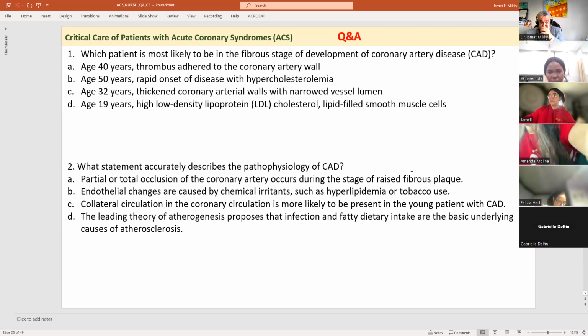All right, so let's start with the first question. And please take turns. I'm not going to call names. Whoever is ready just starts reading, please. Number one: Which patient is most likely to be in the fibrous stage of development of coronary artery disease?